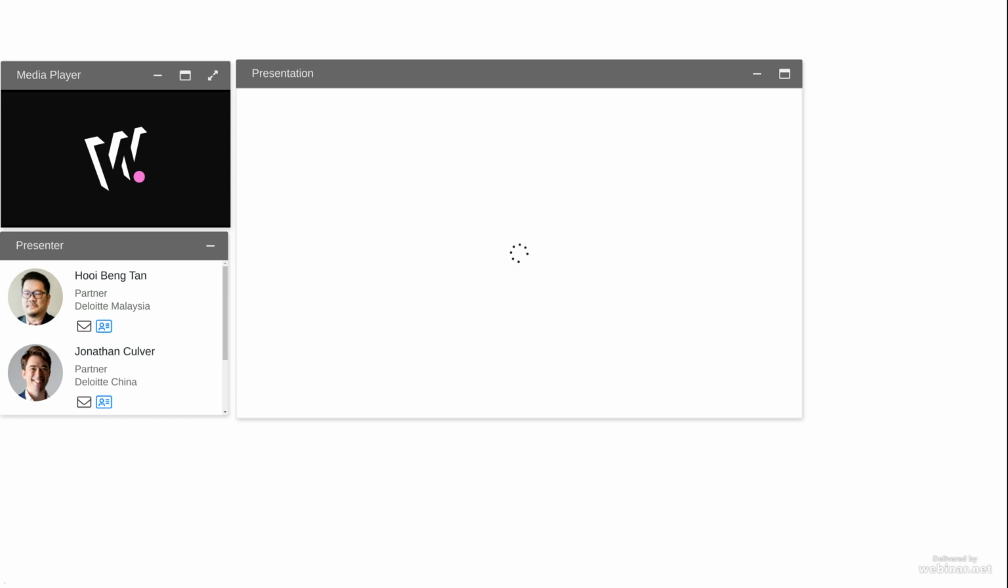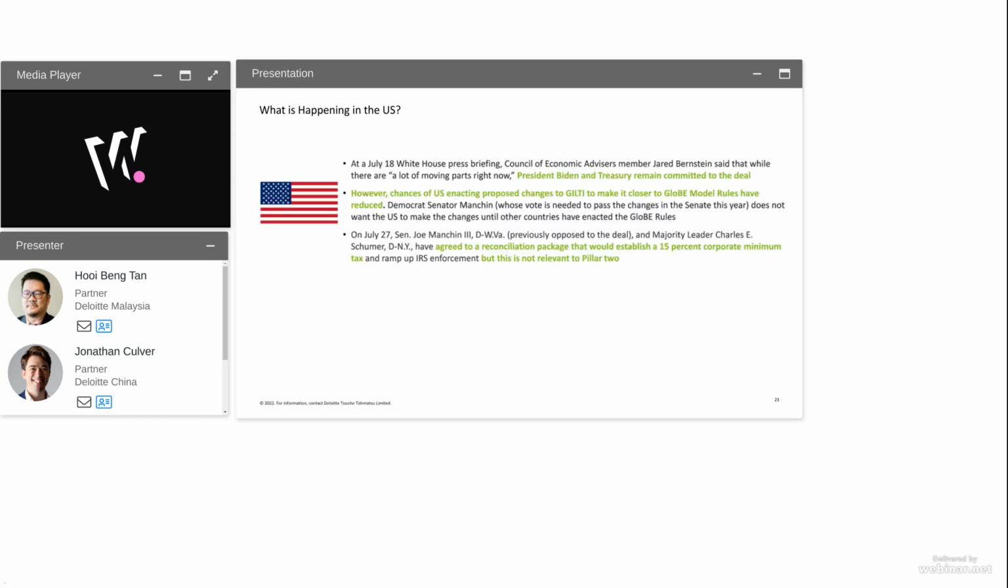Sure, lots and lots of interest in what's happening in the US. Obviously, a lot of US multinational groups and their subsidiaries are very focused on what the impacts will be, and also what the compliance outcomes will be. For the US, it really has been a tough sell to get this policy up and running.